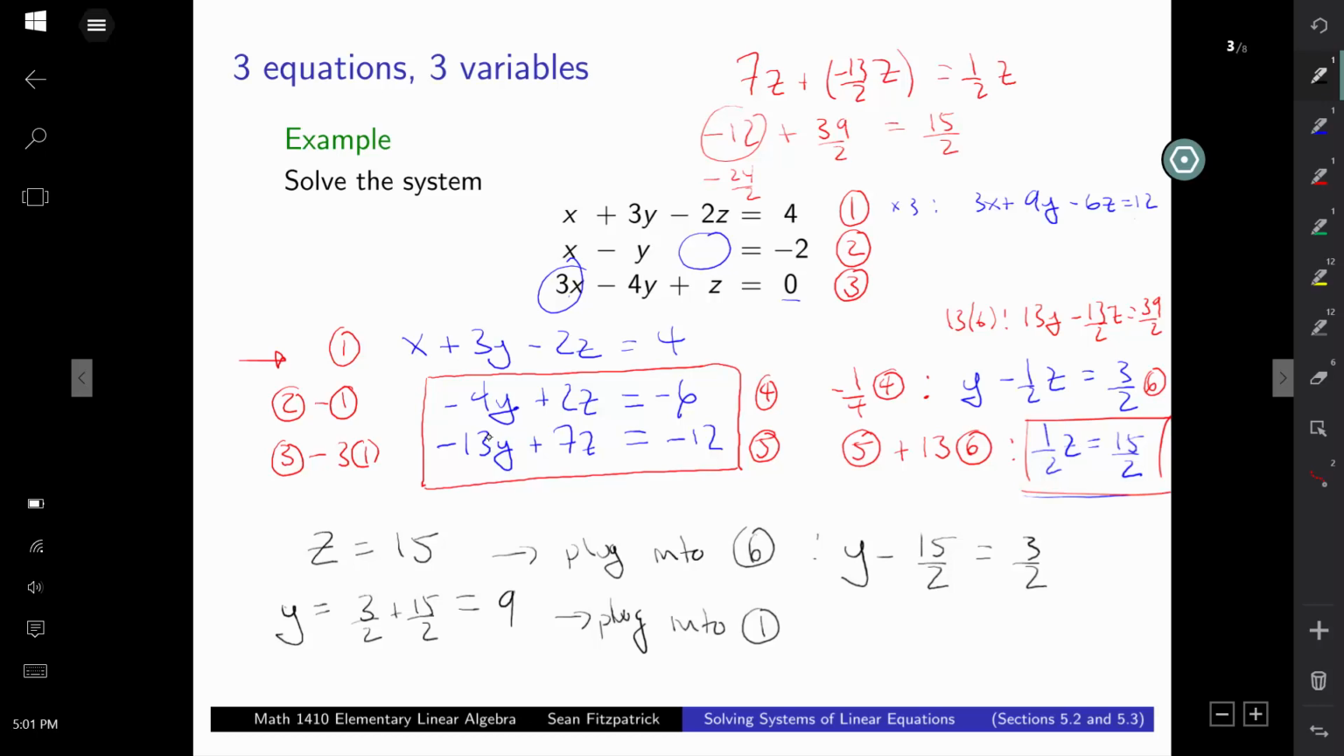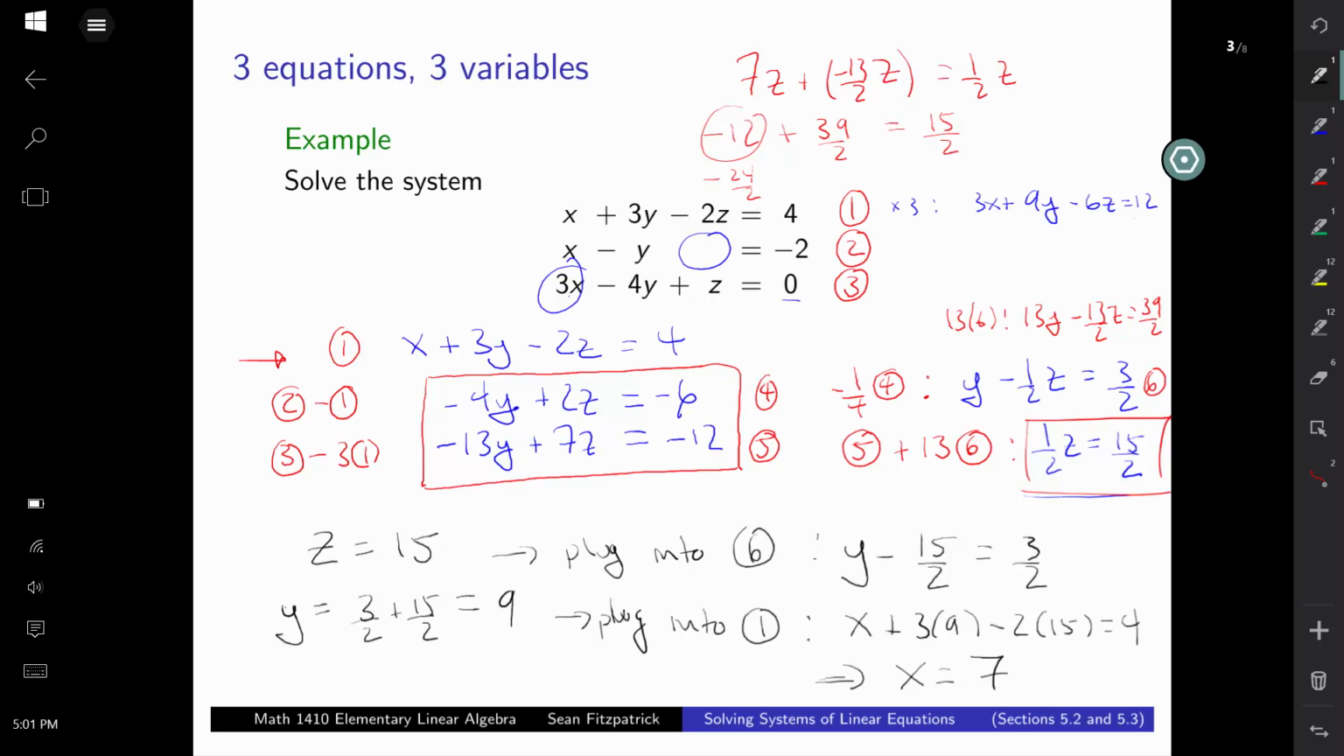So now I plug that all the way back into the first equation. Not just the value for y, but also the value for z. X plus 3 times 9 minus 2 times 15 equals 4. That tells me, okay, so that's x plus 27 minus 30, so x minus 3 equals 4, x equals 7. Okay, so I've come up with values.